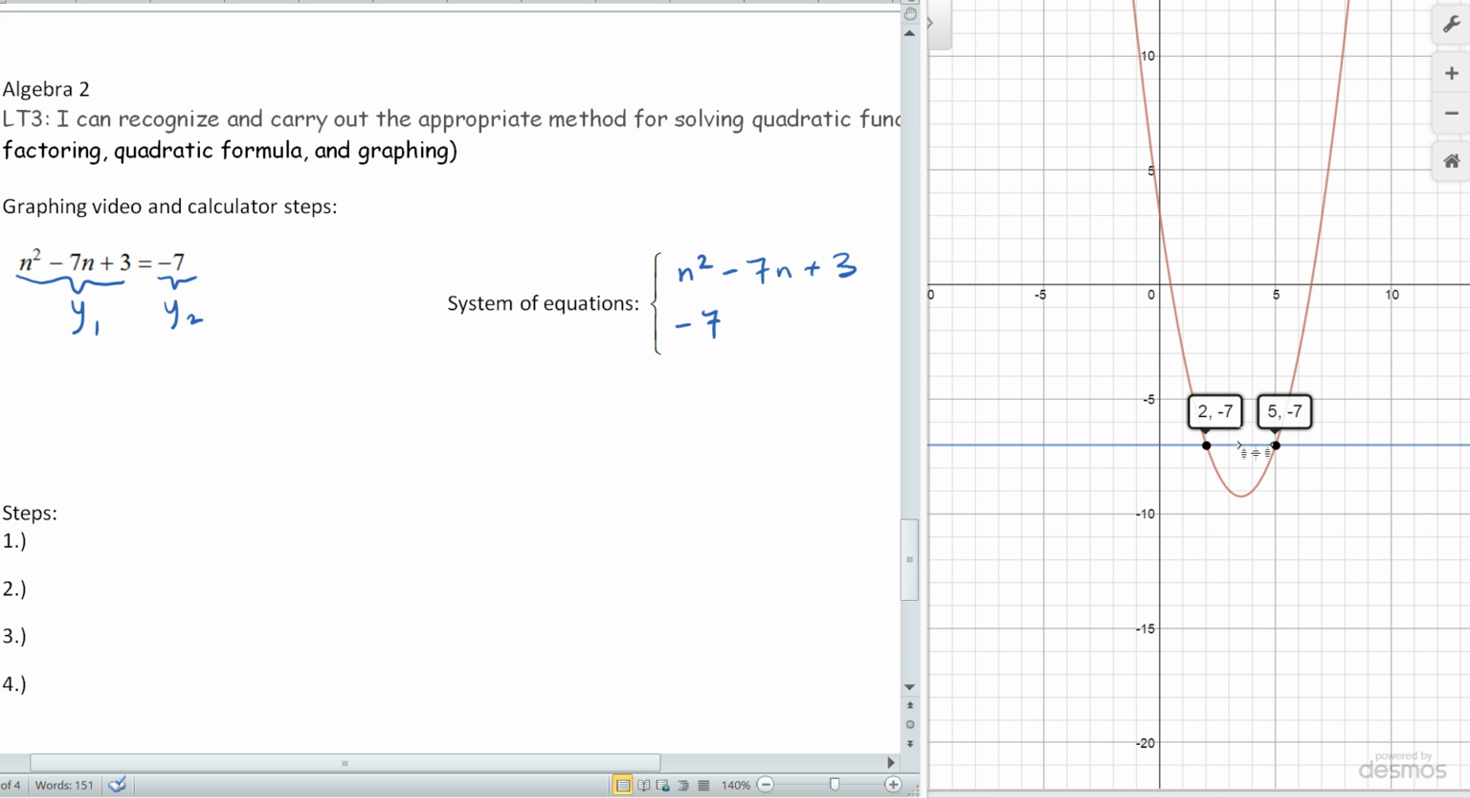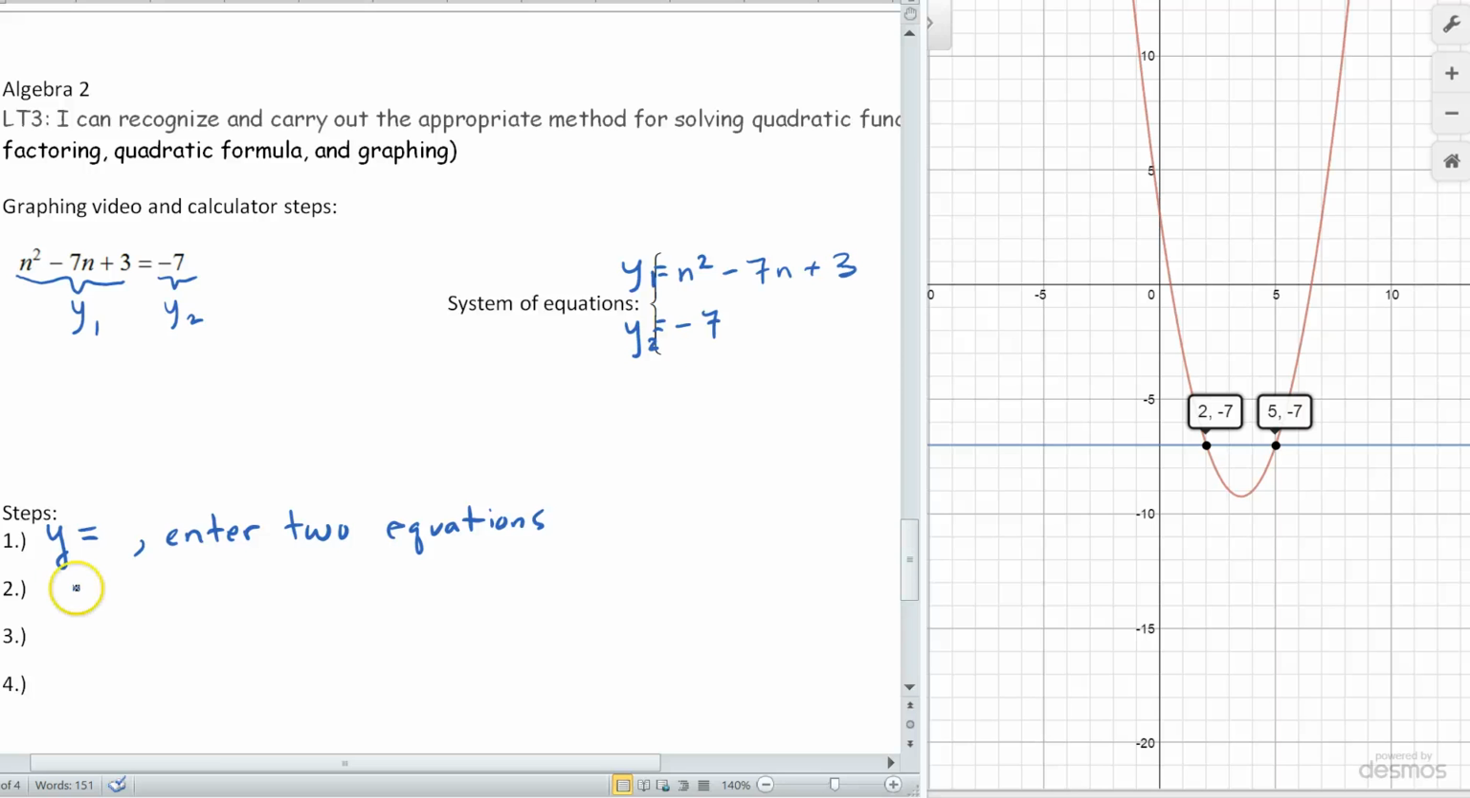So the steps you need to take on your calculator are the following. The first thing you need to do is go to the y equals button, and then enter two equations. One equation being n squared subtract 7n plus 3, the other one being -7. Make sure there are no other equations in your calculator, and also make sure that your plots at the top of your screen are unhighlighted.